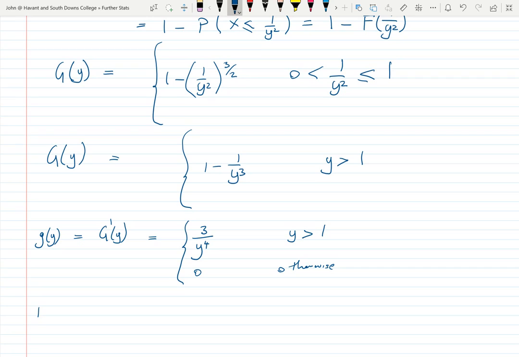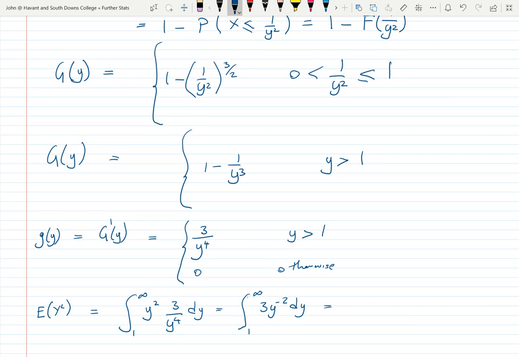And then the next bit is E of y squared, a little extra part, almost like a bonus thing. So E of y squared will be equal to the integral, taking values from infinity to 1, of y squared times 3 over y to the 4, dy. So that's the integral of 3y to the -2 from infinity to 1, dy.